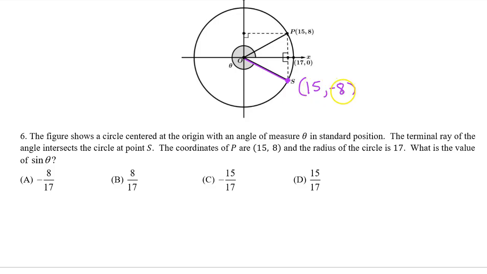Now we can use these numbers in the definition of sine theta. The sine of theta is defined as y over r. So in this case, the sine of theta is going to equal the opposite of 8. That's instead of y, I'm really thinking the vertical displacement, divided by the distance from the origin, which will be 17, which we can see in the point 17, 0. That gives us the radius. So negative 8 over 17. So the answer is A.